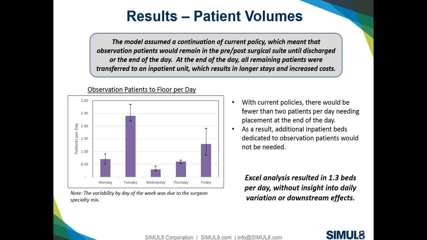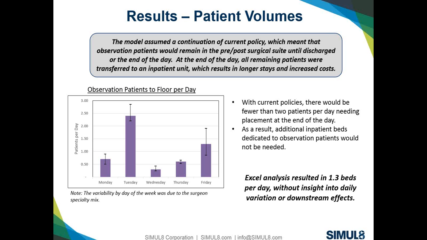Great. Okay, so with all of that said, that's our model, right? That's what it looked like. And so coming back to the original question, which was how many observation patients are going to be moving from the post-surgery unit onto my inpatient unit, what we found was that about 1.3 was our average number. If you remember, originally we'd been asked to do the Excel analysis. And so that's the number that we would have taken back to the leadership team if we had done the Excel analysis: 1.3 patients per day, period.